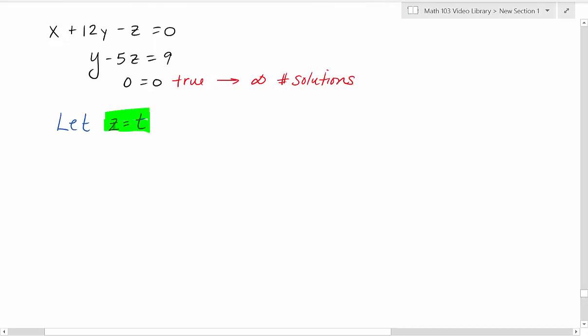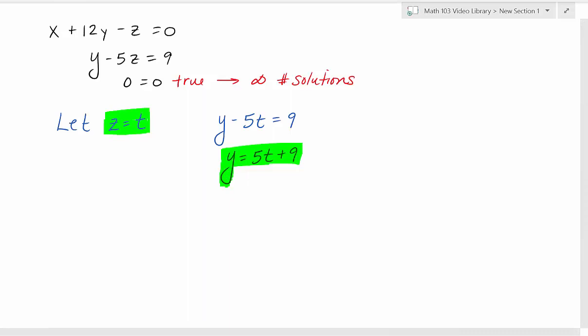There's our first solution. And now we're ready to plug that t in for z into the equation above. We'll have y minus 5t equals 9, making y equal 5t plus 9. There's our second solution. Lastly, we need to solve for x. So I'm plugging t in for z, and then that whole expression, 5t plus 9, in for y.